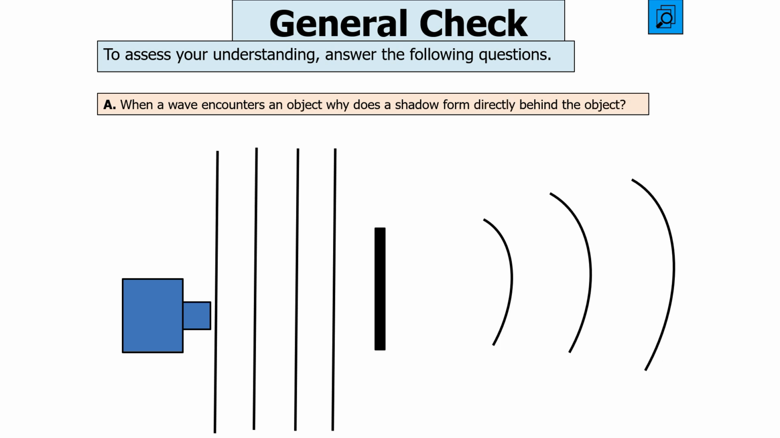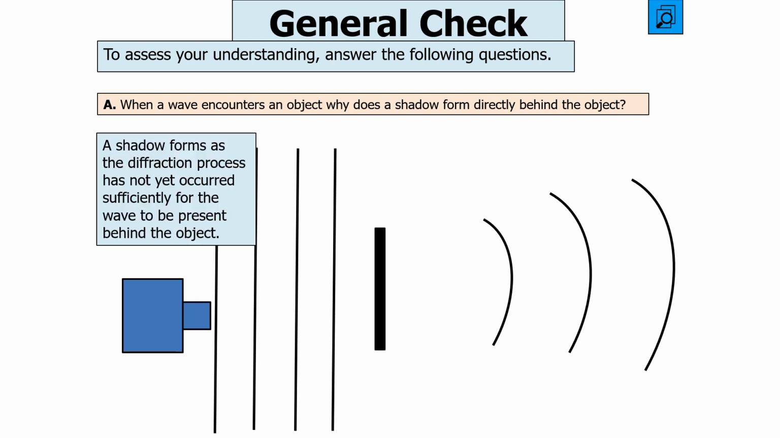The next question says, when a wave encounters an object, so why does the shadow form directly behind the object still? So pause the video now, then unpause the video when you want to go through your answer. Well, a shadow forms directly behind the object as the diffraction process has not yet occurred sufficiently at that point for the wave to be present behind the object.